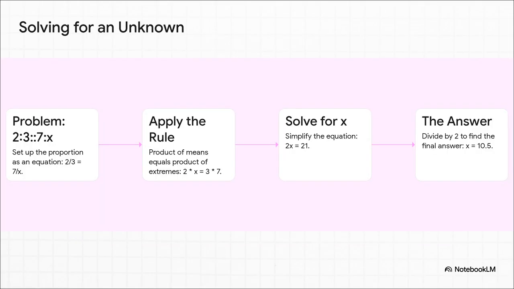Let's see how it works. We've got the proportion 2 is to 3 as 7 is to some unknown number x. So we apply our rule. The product of the means, that's 3 times 7, equals the product of the extremes, 2 times x. That gives us 2x equals 21. A little bit of simple division, and bam, x equals 10.5. See how that works? It's pretty straightforward once you have the rule.